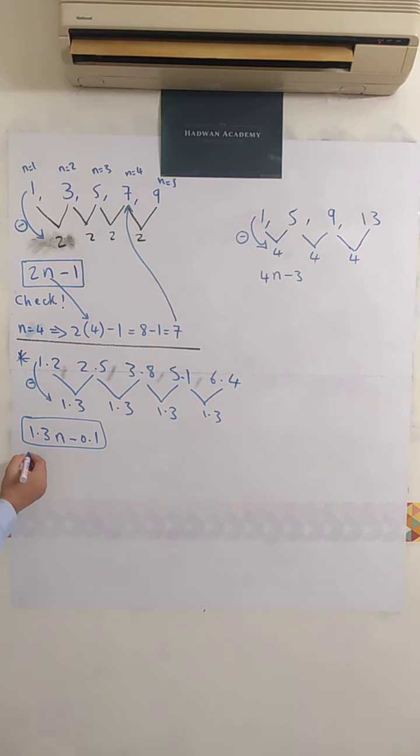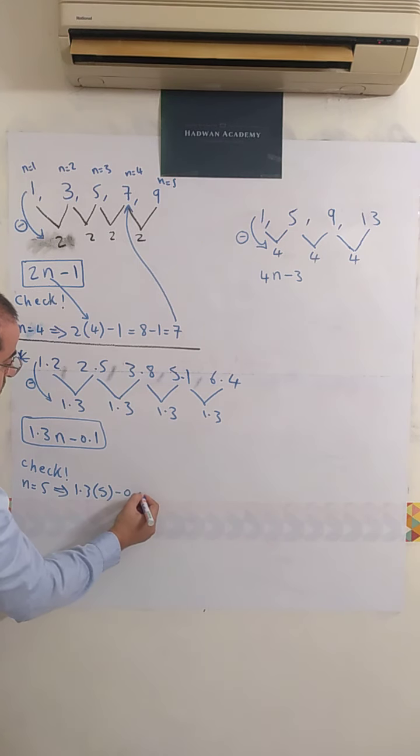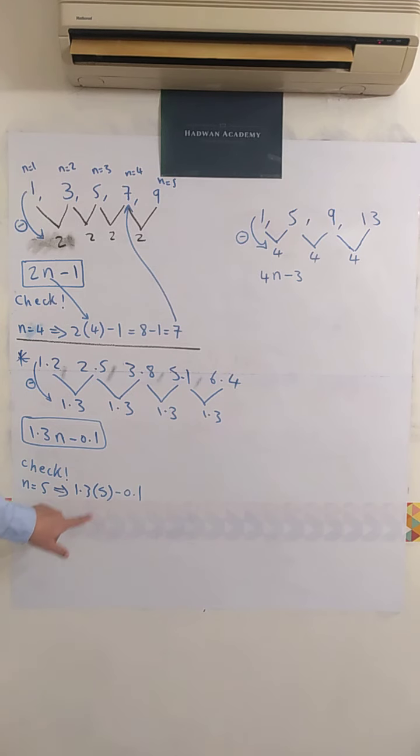To check, how can I check? I'll pick up n equal 5. So here, 1.3 times 5 minus 0.1. If you use the calculator, 1.3 times 5 minus 0.1, I got the answer.